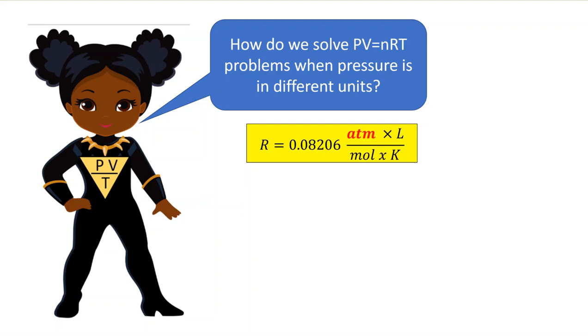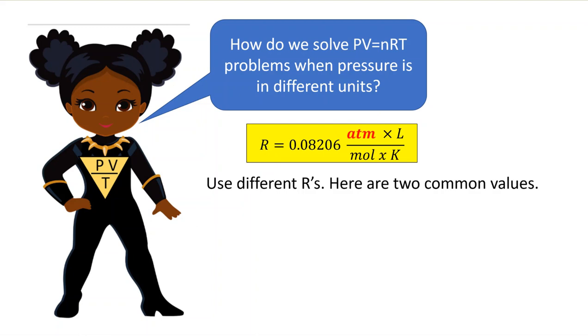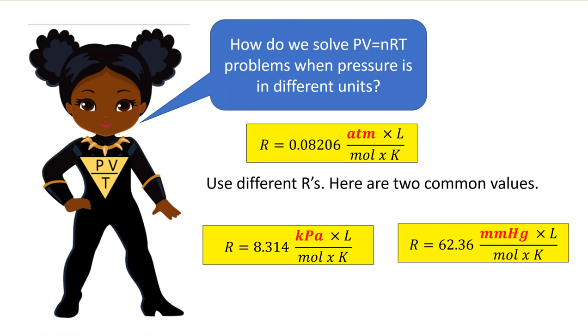So we've done a bunch of problems where the pressure has been in atmospheres. How do we solve PV equals nRT problems when the pressure's in different units? Well, notice that part of the units on R is atmospheres. If you have a different pressure unit, you can just go online and look up the value for R that is consistent with the new pressure unit. So here are two common values that show up. R is 8.314 if you're using kPa, and R is 62.36 if you're using millimeters of mercury.